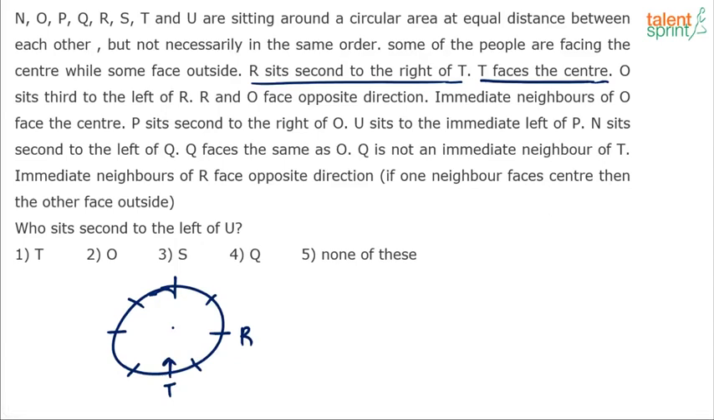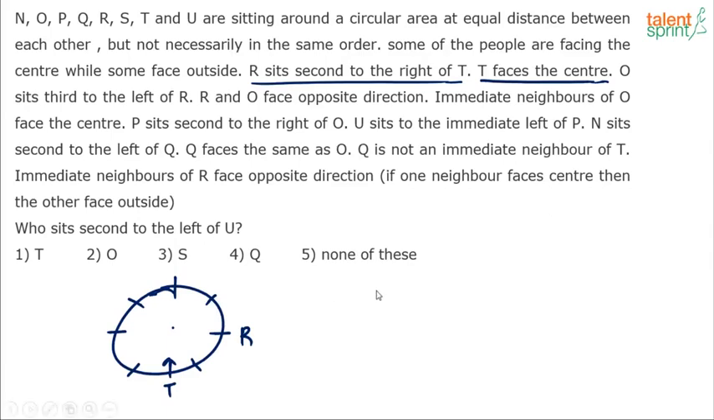Now go to the next statement. O sits third to the left of R. Now comes the confusion. What is the left of R? See, if R is facing center, left is clockwise. If R faces outwards, left is anti-clockwise. But we don't know what direction R is facing. However, what we will do is, we will immediately duplicate this case. In one case, let's take R facing center. In the other case, let's take R facing outwards. Somewhere or other, we'll figure out which of these cases is wrong.